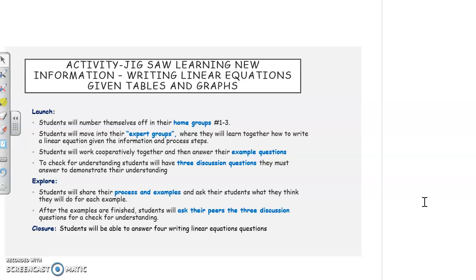Once the students are done, they're going to get back into their home groups, which is their original seats, and they're going to share their process and their examples. The students write down their examples, share their process, and then ask their group members those 3 comprehension questions at the end in a discussion, and the other students are going to write down their answers to keep the new information in their notes. At the end of the lesson, all students are going to answer an exit slip of 4 questions, seeing if they can answer how to write the linear equations.